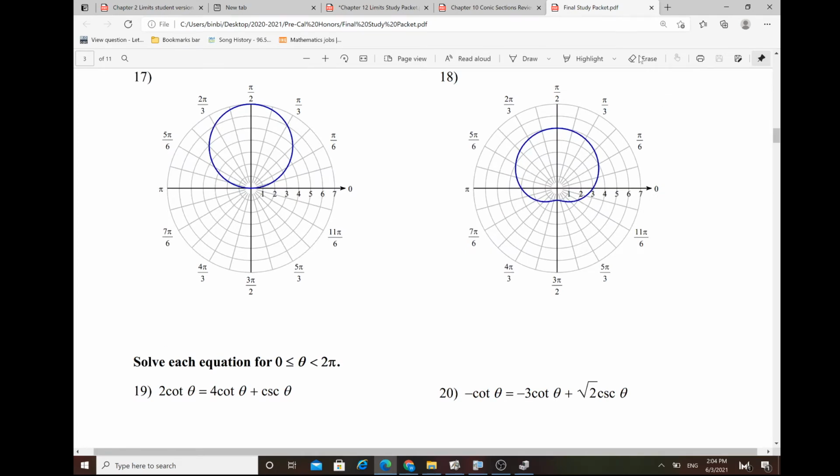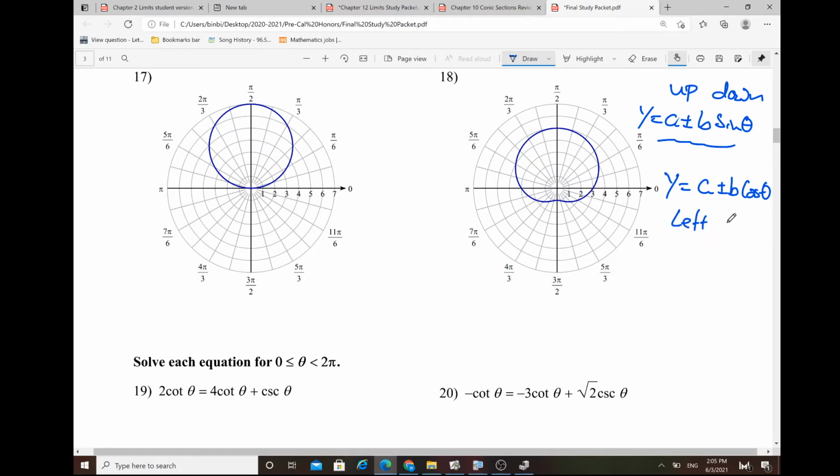According to the structure, it's either written as y equals a plus minus b sine theta, or y equals a plus minus b cosine theta. If this one is just an up and down cardioid, facing upward or downward, it's just a plus minus b sine theta. If the cardioid is facing sideways, to the left or to the right, then that'd be the cosine of theta.